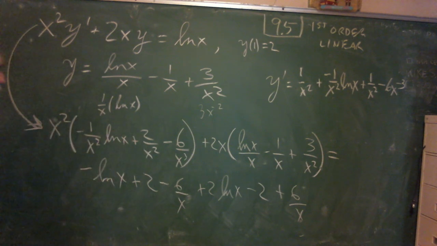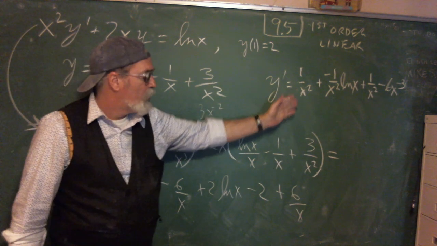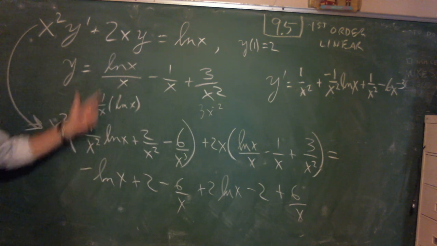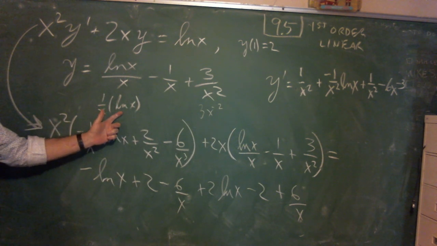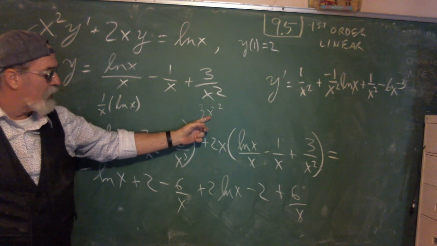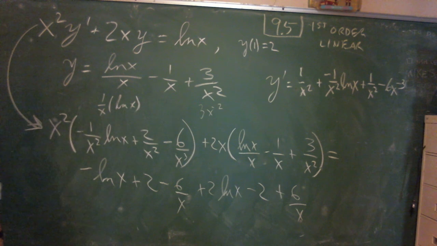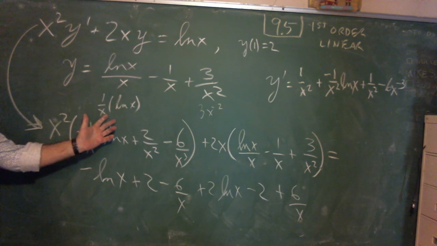So here's the problem. This is the original problem, remember? Here's our answer. That's where we left off a second ago. I take the derivative of this, which is over here. I'm thinking of this thing here as 1 over x times natural log of x, and this as 3 times x to the negative 2, and this as negative 1 times x to the negative 1. So take the derivative very carefully.